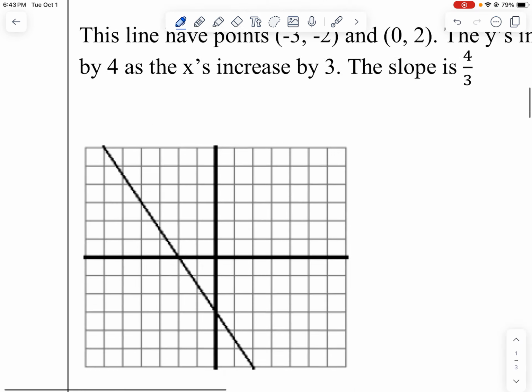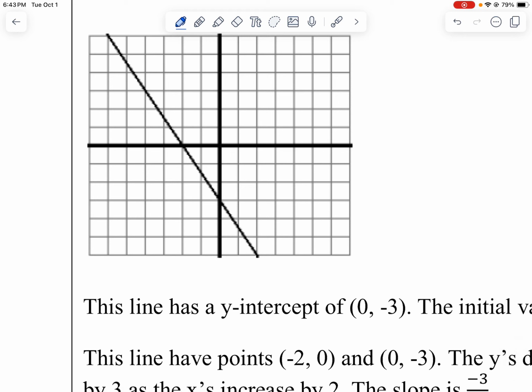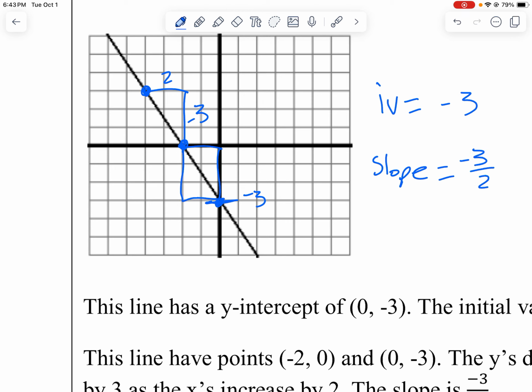So my slope on this would be 4/3. Whereas if I have a line looking like this, I can again start on my y-axis and find a point where it hits right there. That's going to be -3. Then I have to find some other distinct points here. It looks like these are points I can work with. It's going right 2 and down 3. So my initial value on this is going to be -3, because that's down here. And then my slope on this is going to be -3/2, because it has to go down 3 and right 2 to get to another point.